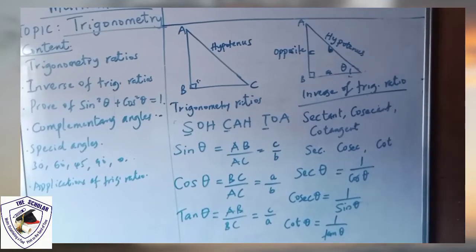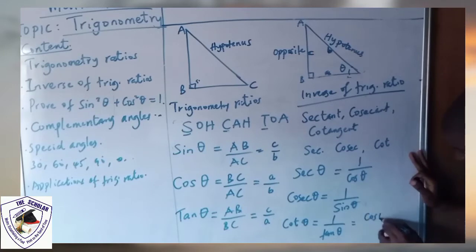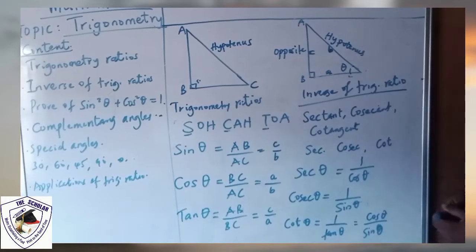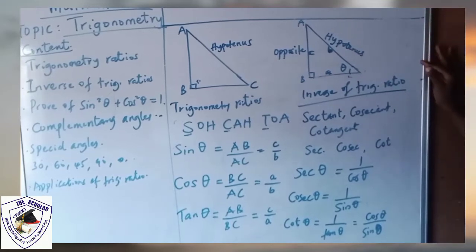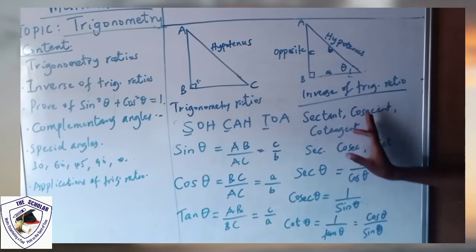Cotangent is the inverse of tan theta. This can also be written as cos theta over sine theta, since we said tan theta is sine theta over cos theta. So for the inverse, you take it up: the numerator becomes the denominator and vice versa. I hope that is clear. So these are the three inverses.